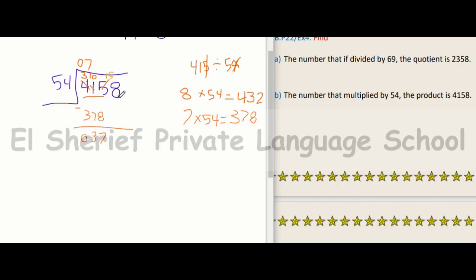Then put 8 beside 37, minus what? Here we have 7 times 54 equals 378, like this. Okay, so put 7. So 7 times 54 equals 378. 8 minus 8 equals 0. 7 minus 7 equals 0.